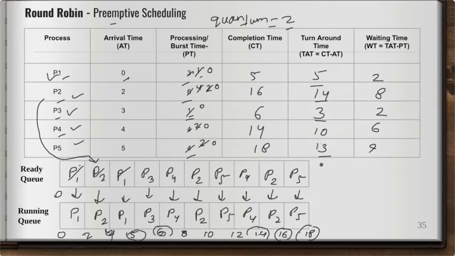So all you have to do is just make a total of this, whatever this total comes in. 5 plus 14 plus 3 plus 10 plus 13, and divide that by the number of processes. There are 5 processes. So whatever that value comes in after calculating this, that becomes your average turnaround time. And similarly, you can calculate the average waiting time. So average waiting time becomes 2 plus 8 plus 2 plus 6 plus 9 divided by 5. That becomes your average waiting time.